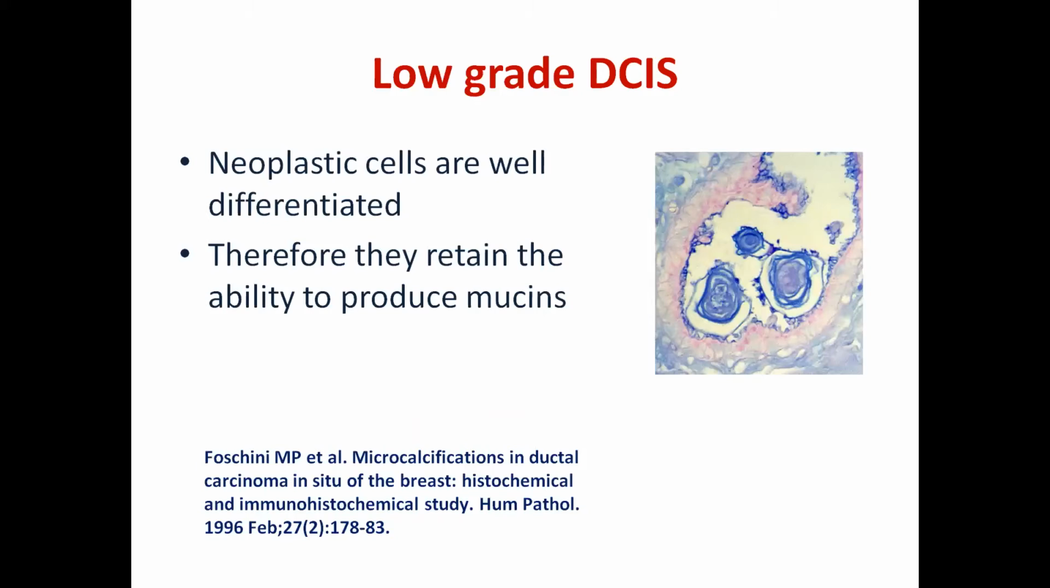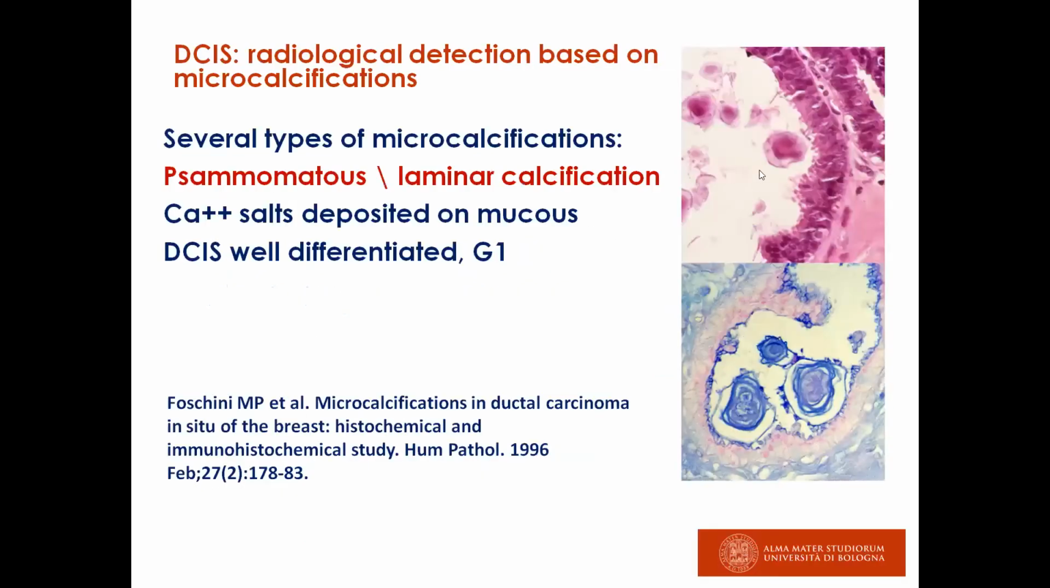Well-differentiated cells are similar to the normal ones, so they produce a secretion that is like milk. And if you have secretion that is like milk, you know very well that it is very rich in calcium salts. This calcium salt deposits on the secretion, and they make a very tiny structure that is called psammomatous or laminal calcification.